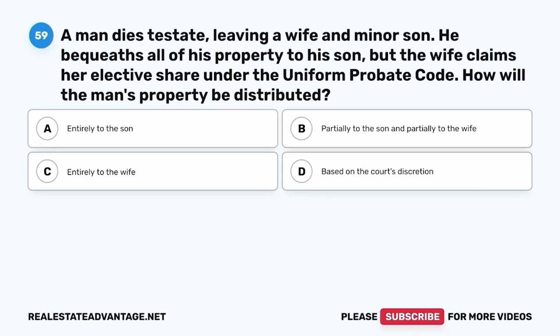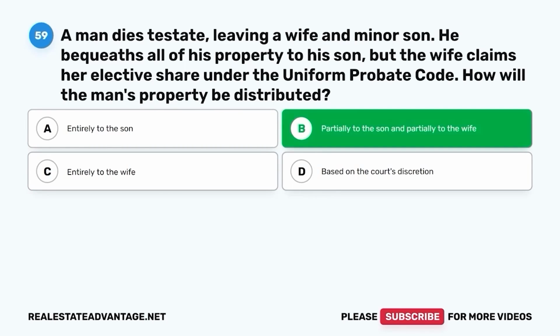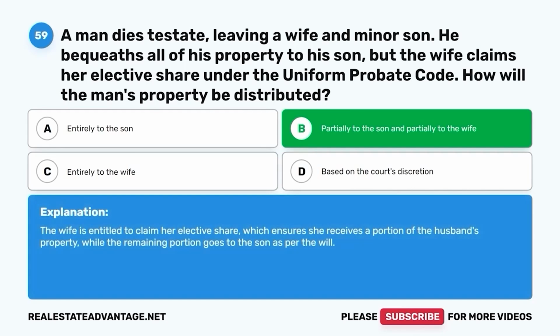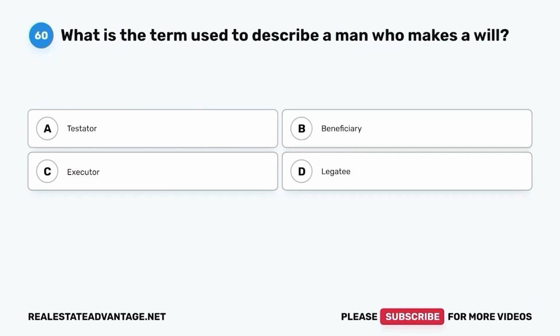A, entirely to the son. B, partially to the son and partially to the wife. C, entirely to the wife. D, based on the court's discretion. The correct answer is B, partially to the son and partially to the wife. The wife is entitled to claim her elective share, which ensures she receives a portion of the husband's property, while the remaining portion goes to the son, as per the will.